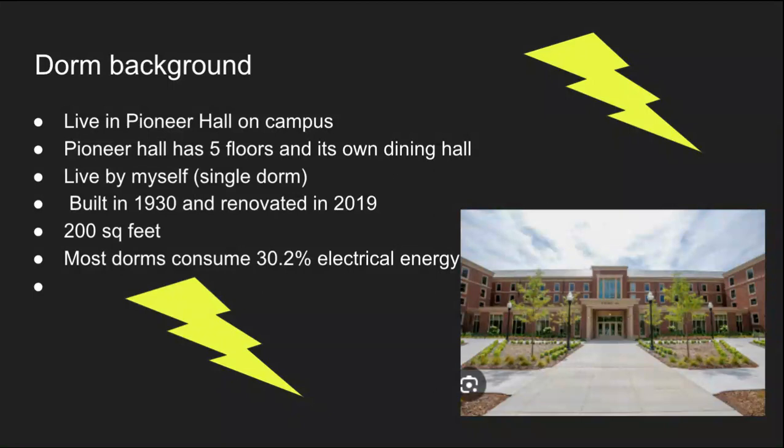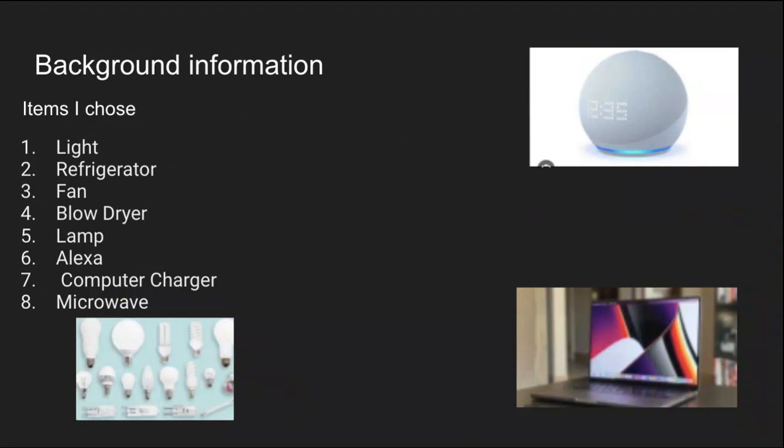Pioneer Hall was built in 1930, but was recently renovated in 2019. Dorms in Pioneer Hall are 200 square feet, and most dorms on average consume 30.2 electrical energy. The items I chose were my light bulb, my mini fridge, my fan, my blow dryer, my lamp, my Alexa, my computer charger, and my microwave.